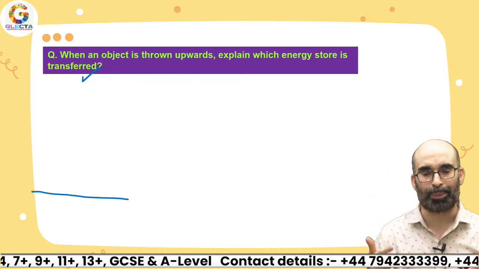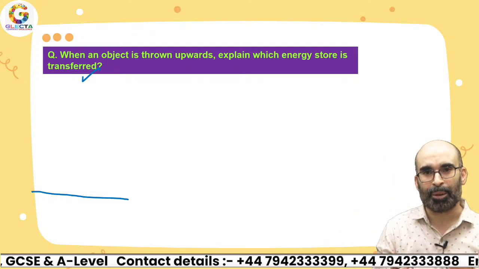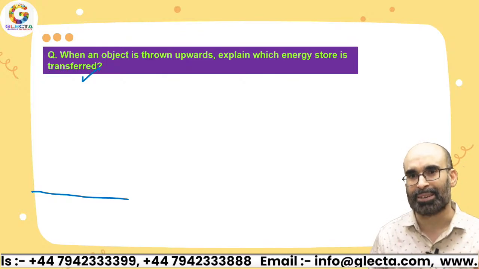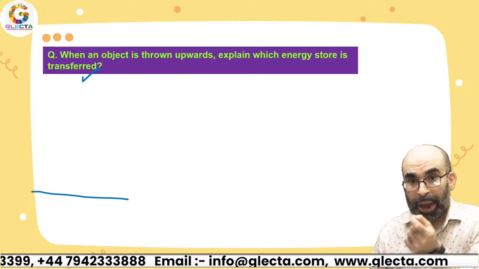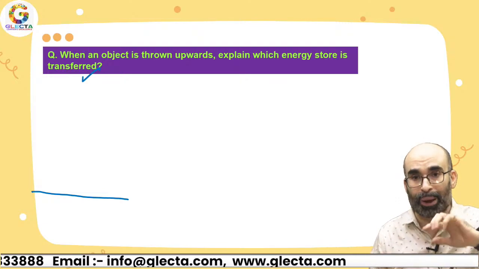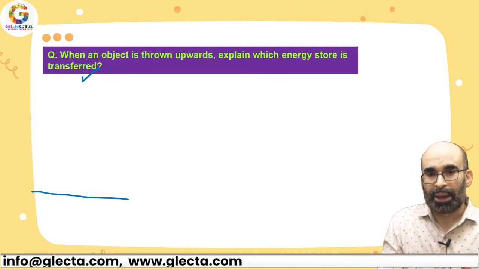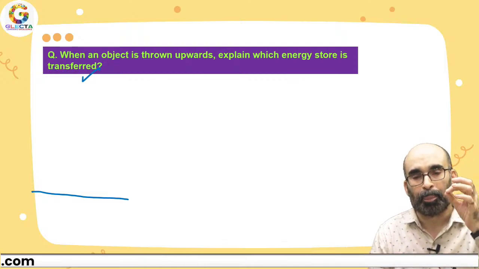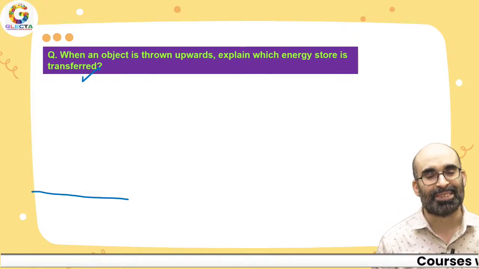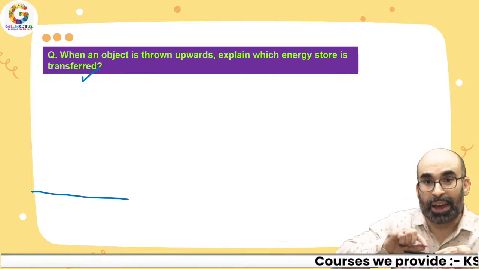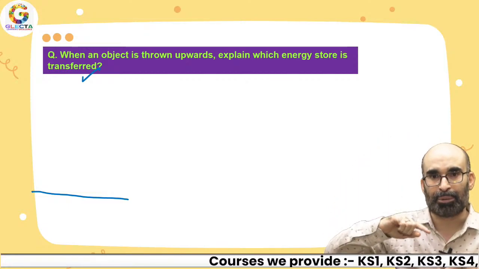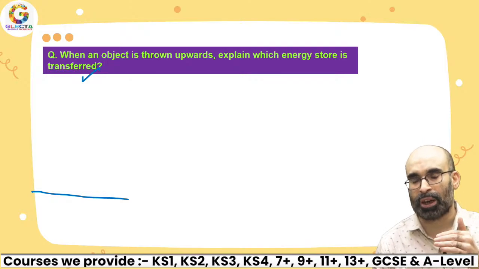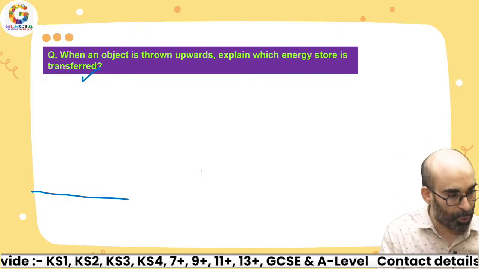I think you must have observed this. When you throw something upward, while going upward, its speed decreases. Gravitational potential energy increases because what happens? I want your attention. It is taken to some height. Gravitational potential energy increases. Kinetic energy decreases. So focus on this.